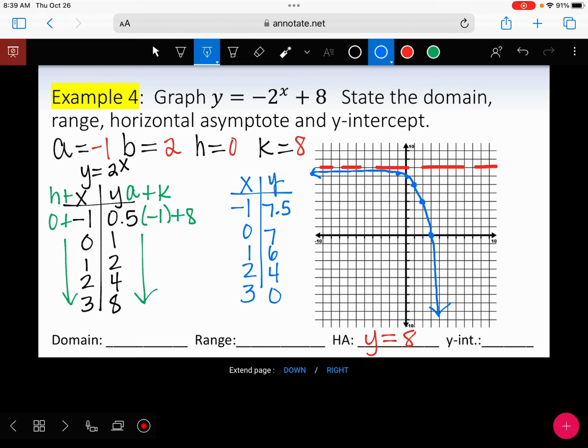So what is our domain? -infinity to infinity. So this is our first time where we had a negative a value. And when we look at our points, notice how the numbers in the table are getting smaller. So in this example, it's coming from -infinity because we have an arrow pointing down. So it's -infinity. And then the highest it's going to reach is 8, except it'll never be 8, which is why we keep it in a parentheses.